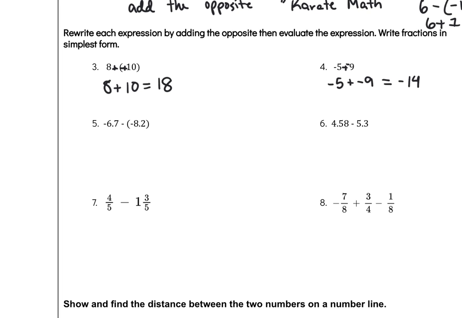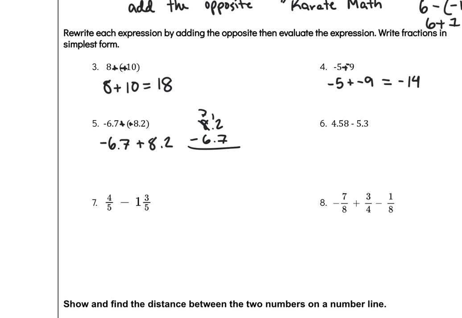Number 5, I have -6.7, and then I have minus -8.2, or minus negative. Well, that's going to turn to plus positive, do the opposite. So now I have -6.7 plus 8.2. These two have opposite signs, so we're going to subtract them.